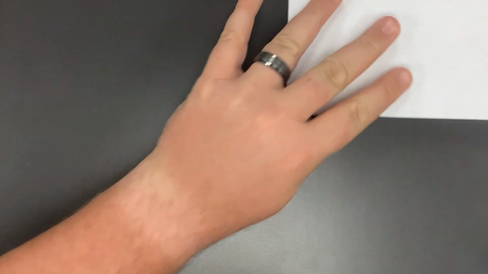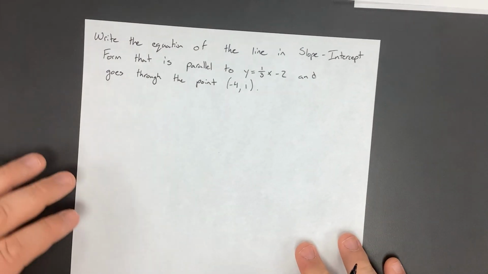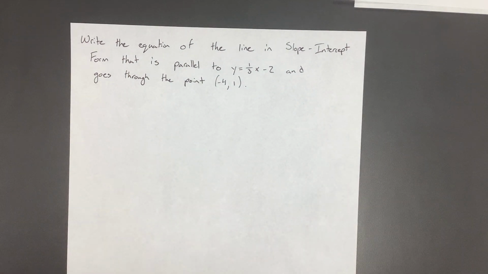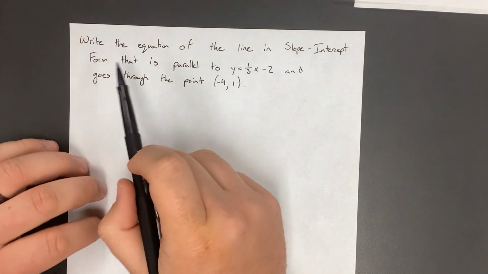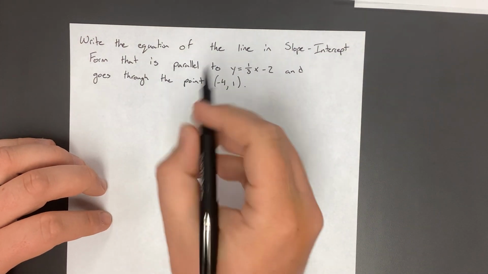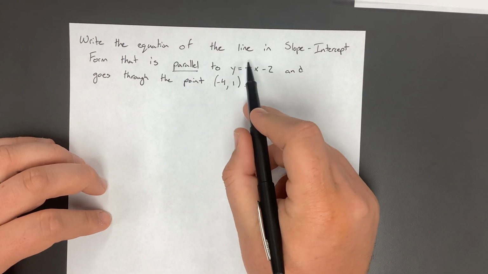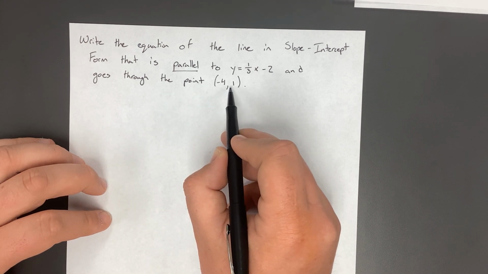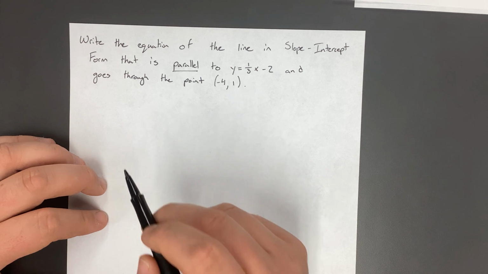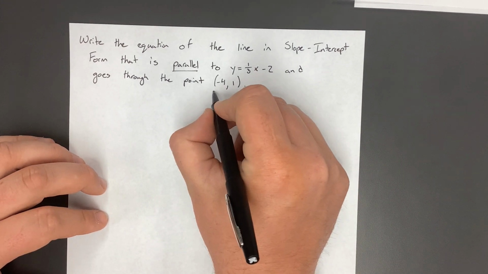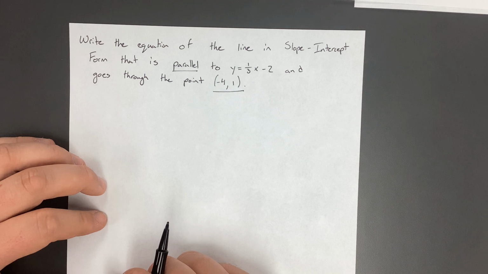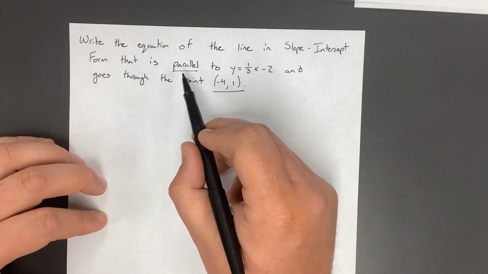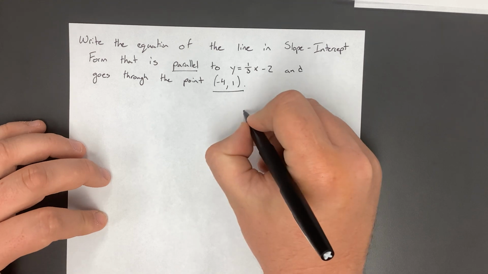Okay, so the next thing we're going to look at is the equation of lines parallel and perpendicular to given lines that go through a point. We're going to write the equation of the line in slope-intercept form that is parallel to y equals 1 over 3x minus 2 and goes through the point negative 4, 1. So really, when we're creating lines, we need a slope and we need a point. We're given a point for our line, and we're also given that it needs to be parallel to this line.